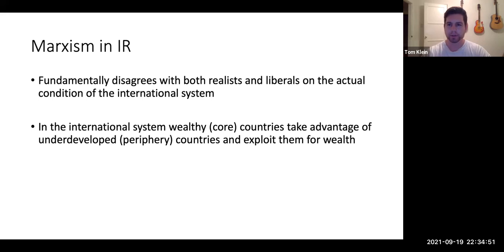Now, when we're talking about Marxism in relationship to other theories of international relations, such as realism and liberalism, it fundamentally disagrees on the conditions of the structure of the international system. And again, we explained this when we talked about the domestic issues of Marxism. Very much like there's the bourgeoisie and the proletariat, in the international system, you have that same structure. We call these wealthy and poor countries, or core countries are wealthy and periphery countries are poor countries. And just like the bourgeoisie exploit the proletariat, the wealthy core countries are constantly taking advantage of underdeveloped or periphery countries and exploiting them for wealth. The same kind of thing, right? They're exploiting their labor and keeping the surplus profit.